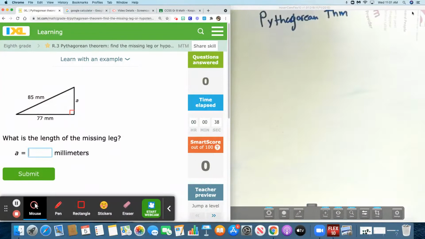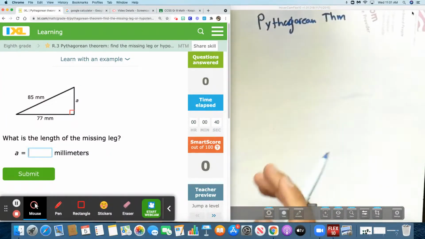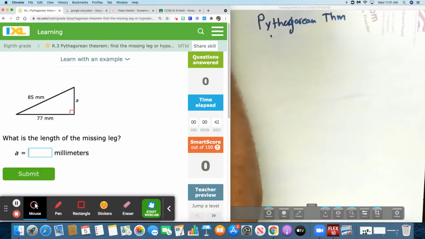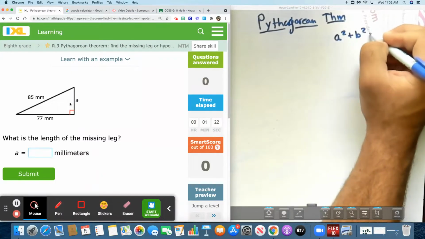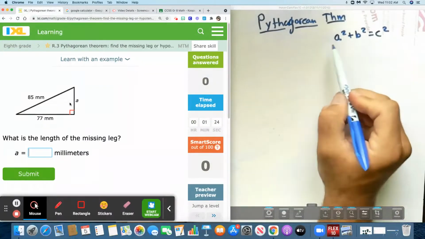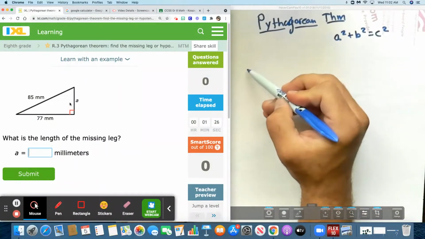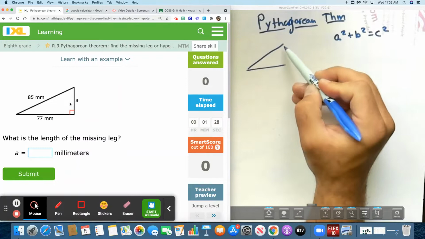You've done everything that you're going to do on this IXL before. The only difference now is you really need to pay attention to this corner angle, okay? Pythagorean theorem is always going to be a squared plus b squared equals c squared, okay? So that's your Pythagorean theorem equation, and here's how you fill it out, okay?